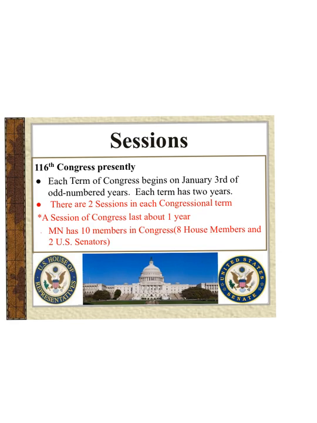Please write down the information colored in red on this slide. Sessions. The 116th Congress is currently in session. Each term of Congress begins on January 3rd of odd-numbered years. Each term has 2 years. There are 2 sessions in each congressional term. A session of Congress lasts about 1 year.